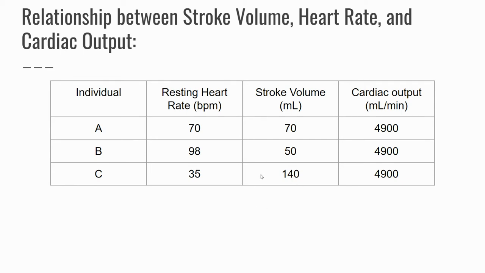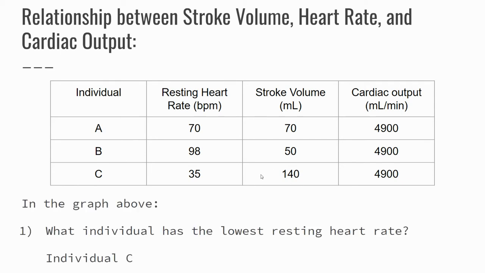So who is the individual with the lowest resting heart rate? That would be individual C. Okay, the heart rate is at 35.